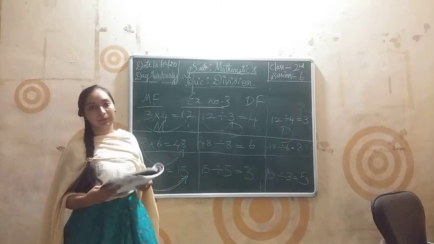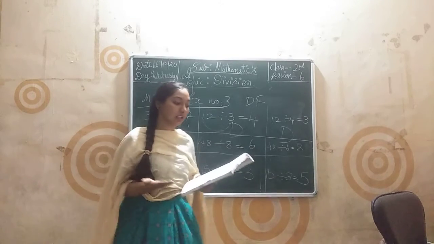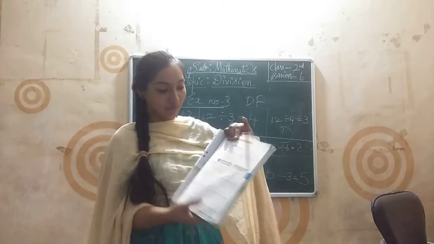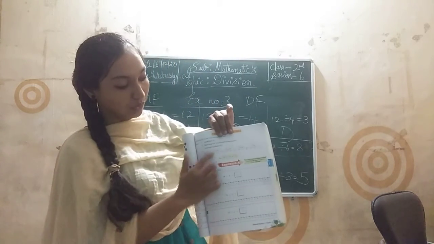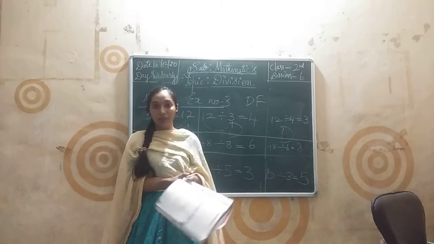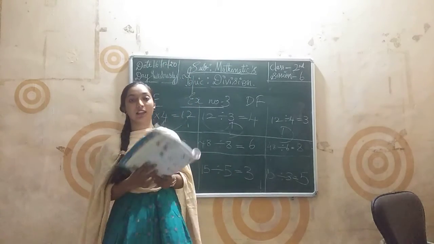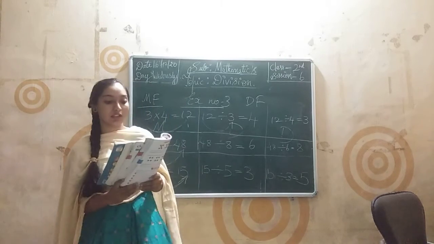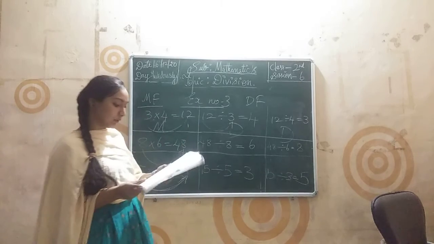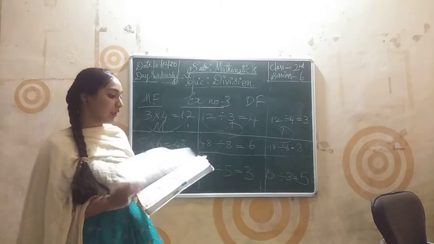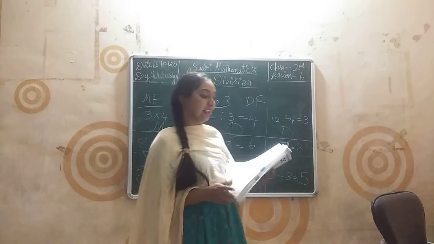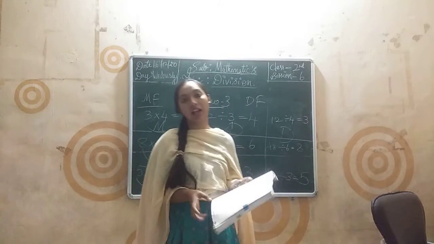In the next class, we shall learn division on the number line. So, how to do division on the number line? Children, before that we have done addition on the number line and subtraction on the number line. But in the next class, we shall learn division on the number line. Today we have completed half of the chapter on division. In the next class, we shall complete the other half.